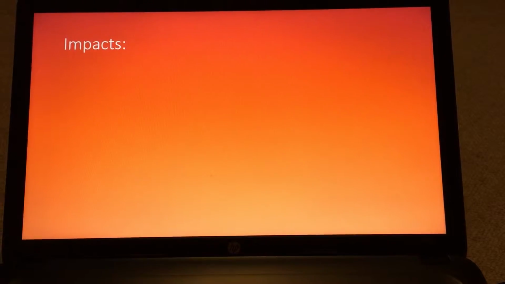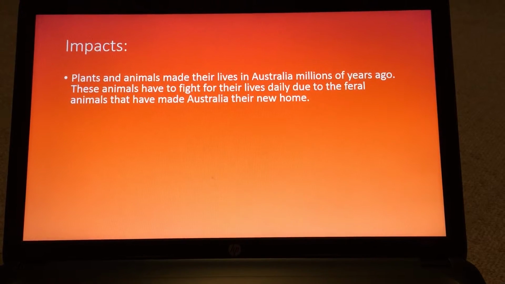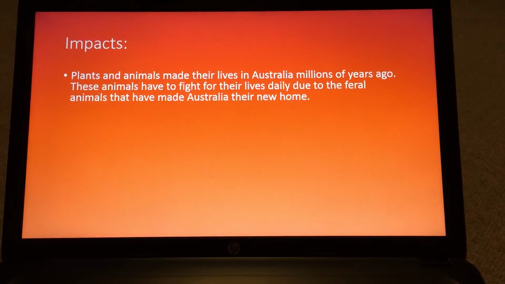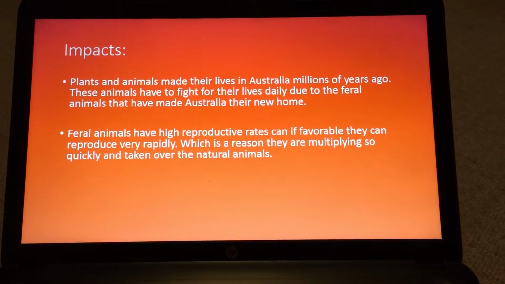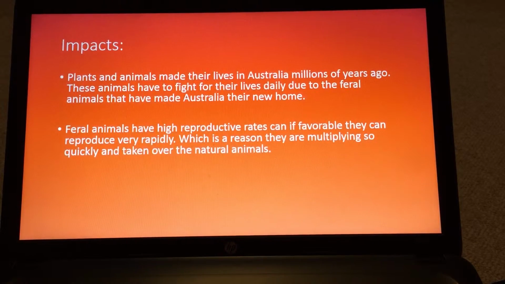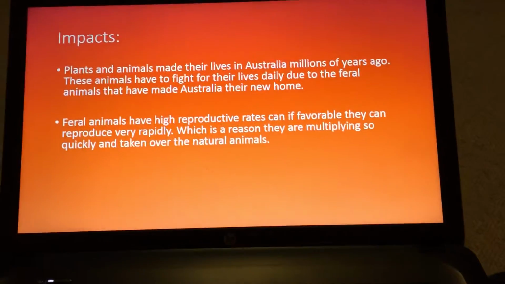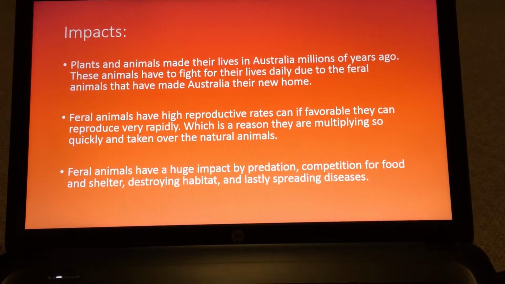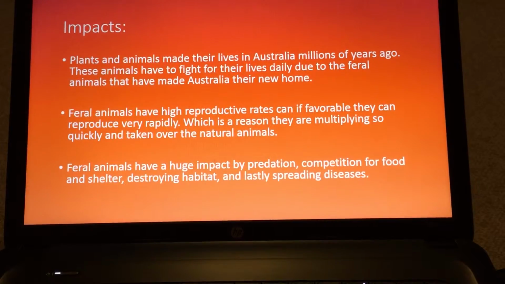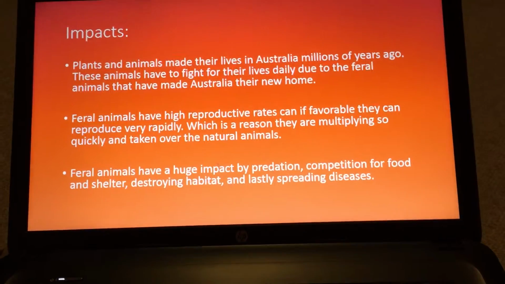The impacts of this are pretty significant. Plants and animals made their lives in Australia millions of years ago, and these animals have to fight daily for their lives due to the feral animals that have made their way to Australia and made that their new home. Feral animals have a very high reproductive rate, and if conditions are favorable, they can reproduce very quickly, which is a reason why they're multiplying so quickly and taking over. Feral animals have a huge impact by predation, competition for food and shelter, destroying habitat, and lastly, spreading diseases, which is really a big thing with animals.